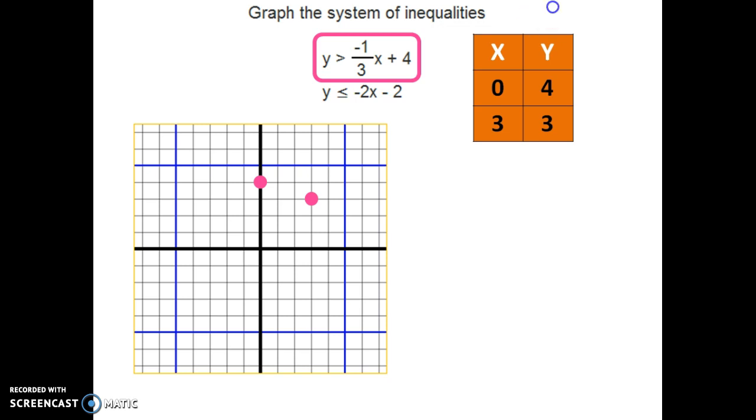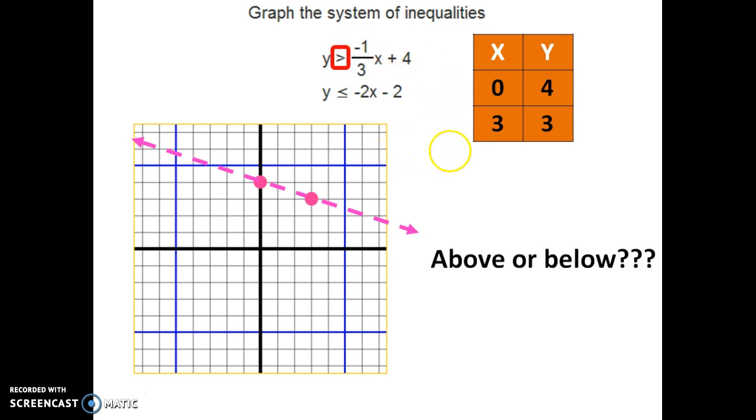However, here instead of a segment, we want to have a dashed line. This line is dashed because we have y is greater than, and there's no "or equal to." Are we going to shade above or below? Well, because we have the greater than, we still want to shade above. That's not going to change. So our region for the first inequality is shaded in pink now.